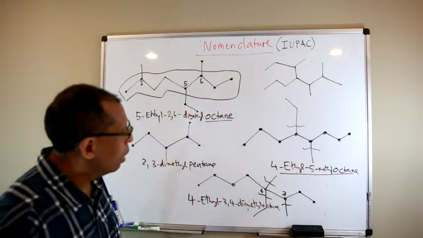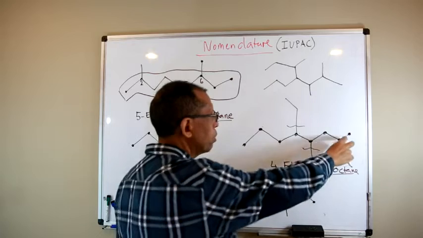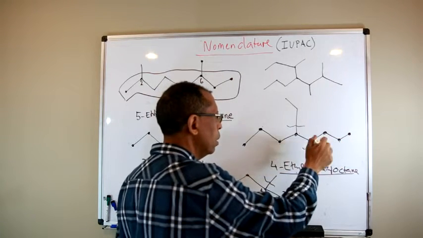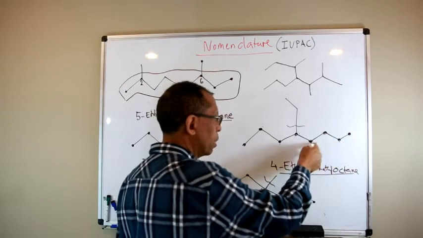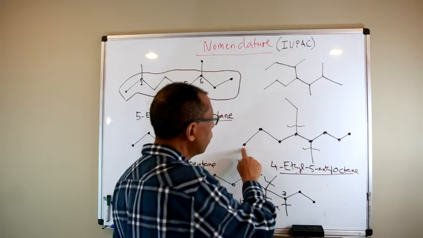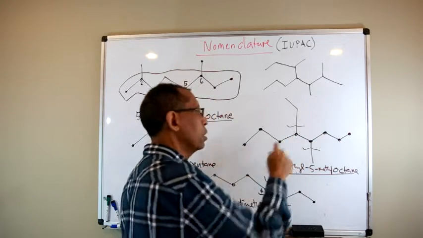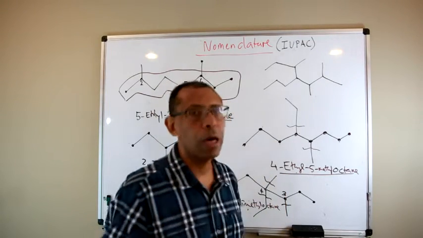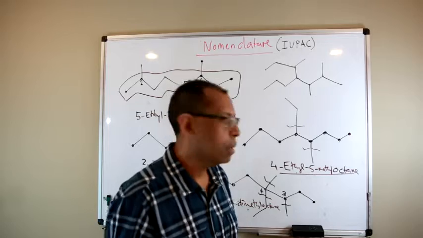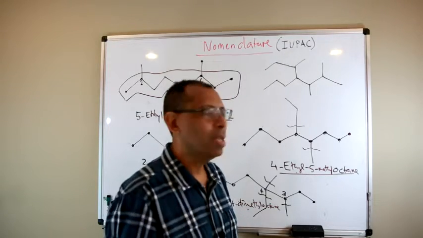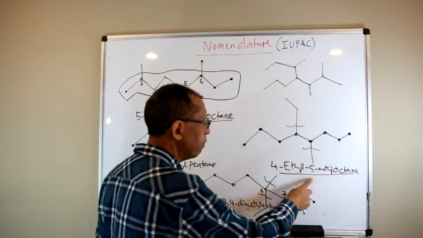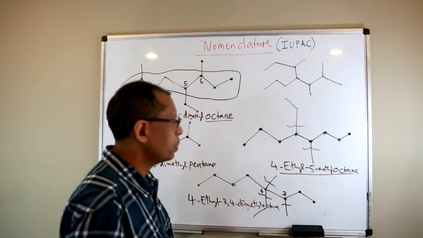What did I do? I started from this side, because both are the same. 1, 2, 3, at 4th position if you count from this side. And if you count from this side as well, it's 3rd position. So I give the priority based on the alphabetical order for E. So that's another detail now added to this also. 4-ethyl, 5-methyl octane.